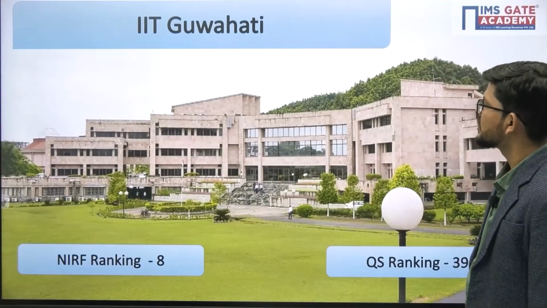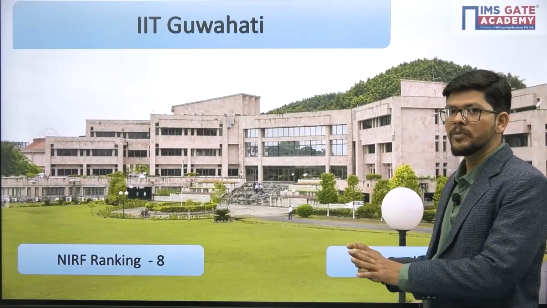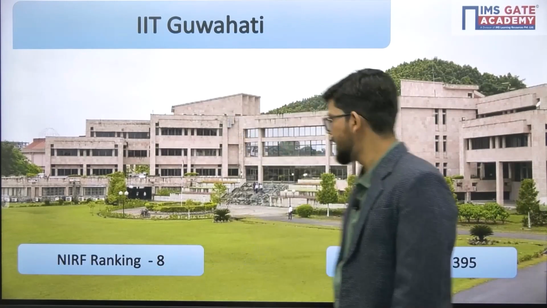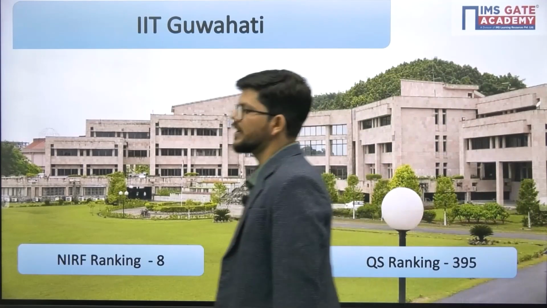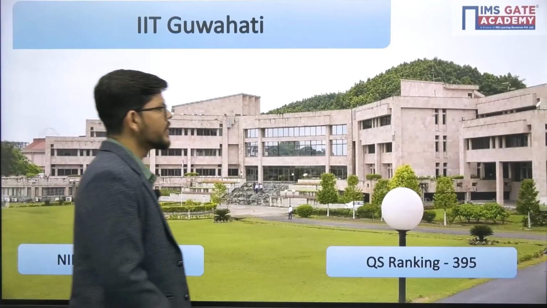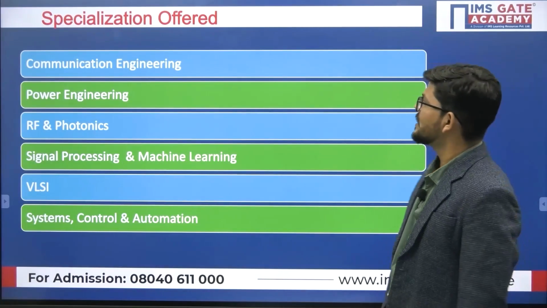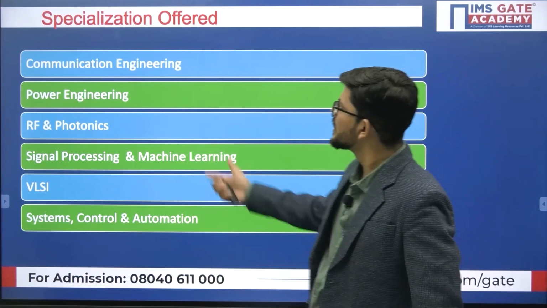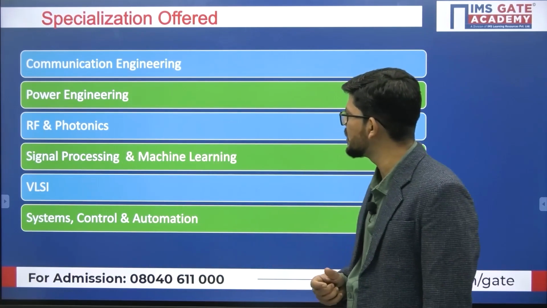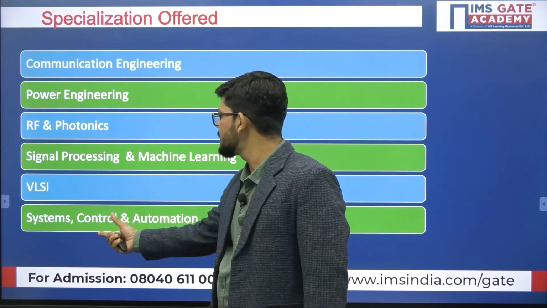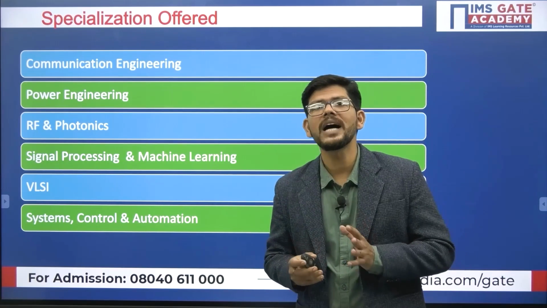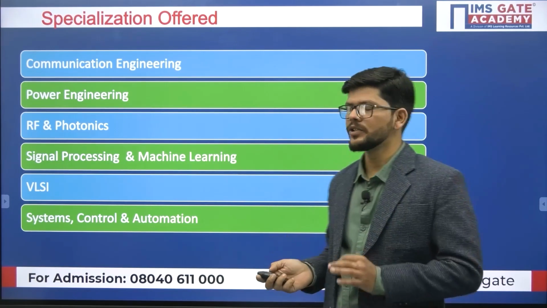Now coming to the next, and I think this is the last IIT that I am going to cover, IIT Guwahati. The NIRF ranking is 8 and the QS ranking is 395, so it has been ranked slightly above IIT Roorkee. The specializations that IIT Guwahati offers are communication engineering, power engineering, RF and photonics, signal processing and machine learning, VLSI, and system control and automation. These are the specializations that IIT Guwahati offers for electrical engineering students.